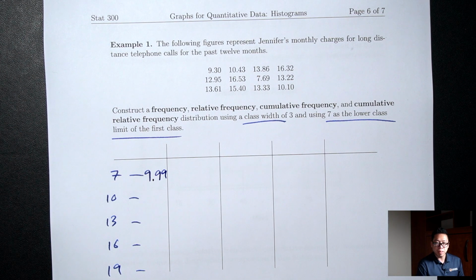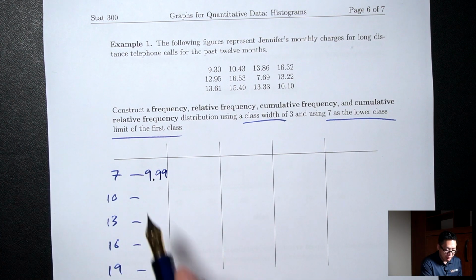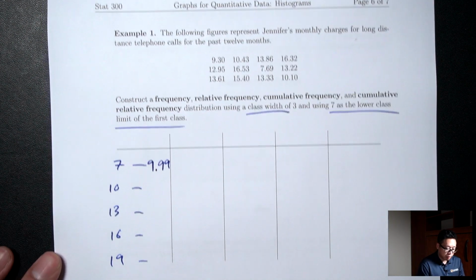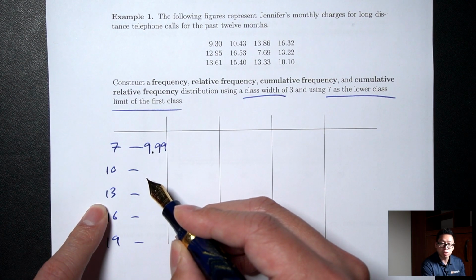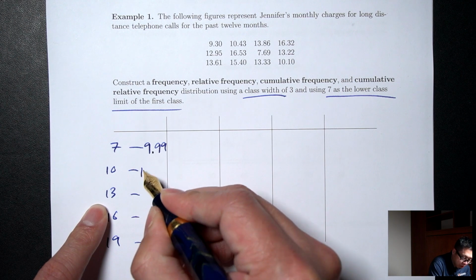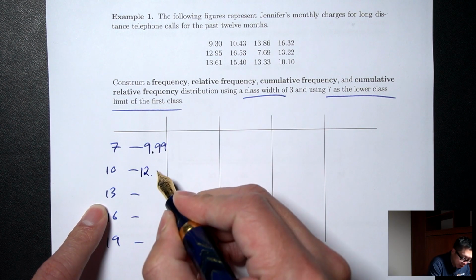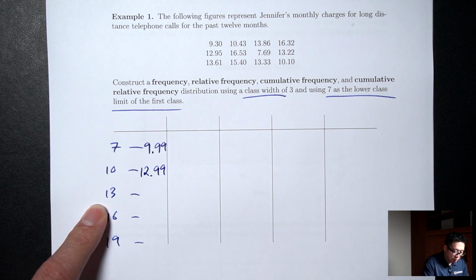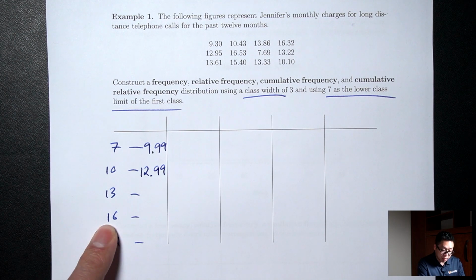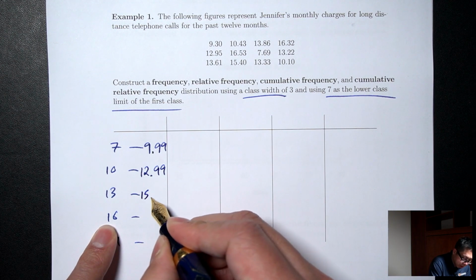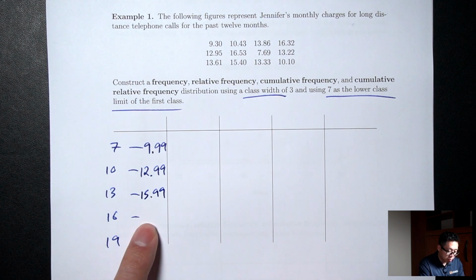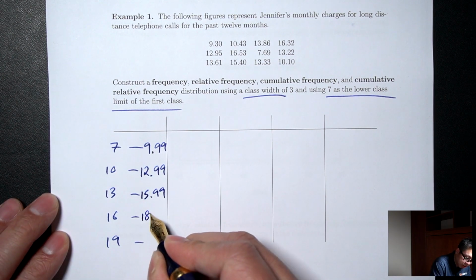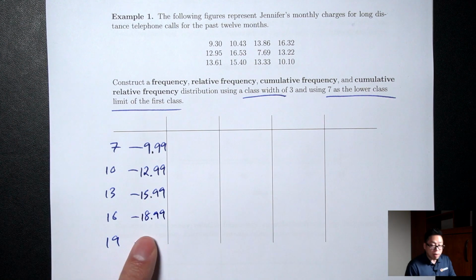9.99. Okay, that's just below 10, and it has 2 decimal places. The next one should be just below 13. What's just below 13? 12.99. What number is just below 16? 15.99. What number is just below 19? 18.99. And then I should have one more upper.